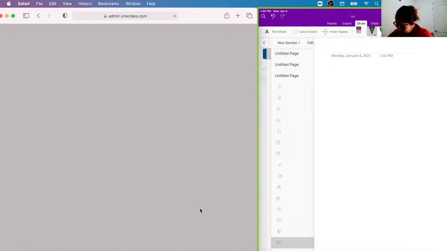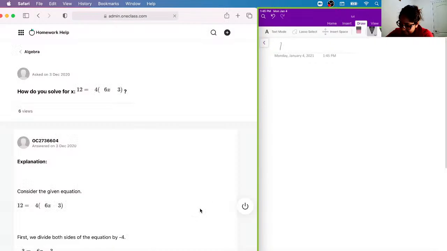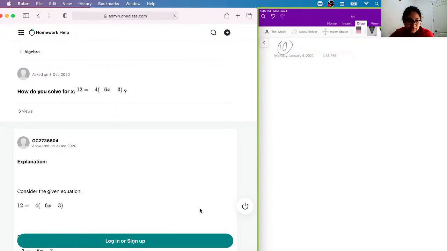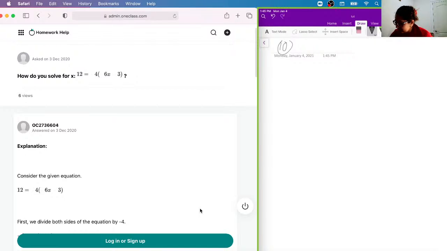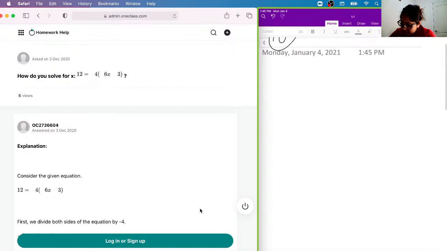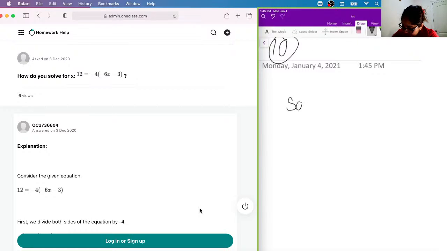to 2. The next one says how do you solve for x? So this is supposed to be 12 minus is equal to minus 4 minus 6x minus 3. Okay, so I'll just write out the question here. So we're solving for x where we have solve for x.